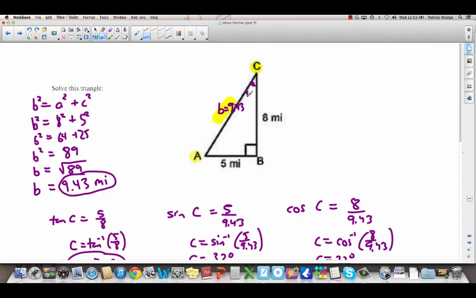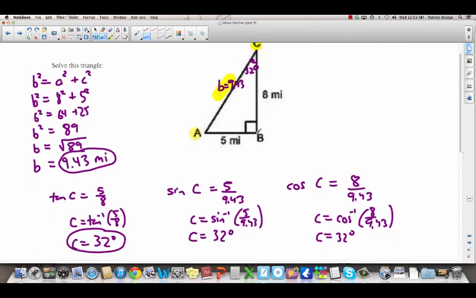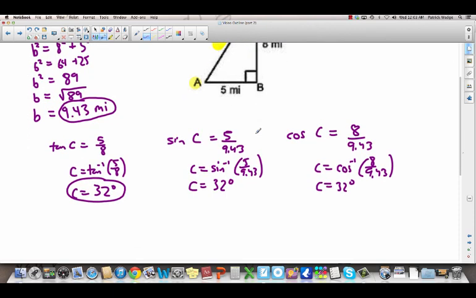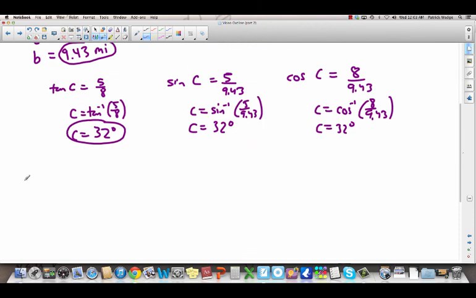We still have to get one more angle. What would be the fastest way to get that other angle? Hint, we already know two angles. Hey, if we already know two angles in a triangle, we can get the third one really quick because they always add up to 180. So angle A is equal to 180 minus the 90 degrees minus the 32 we just found. So angle A is equal to 58 degrees.